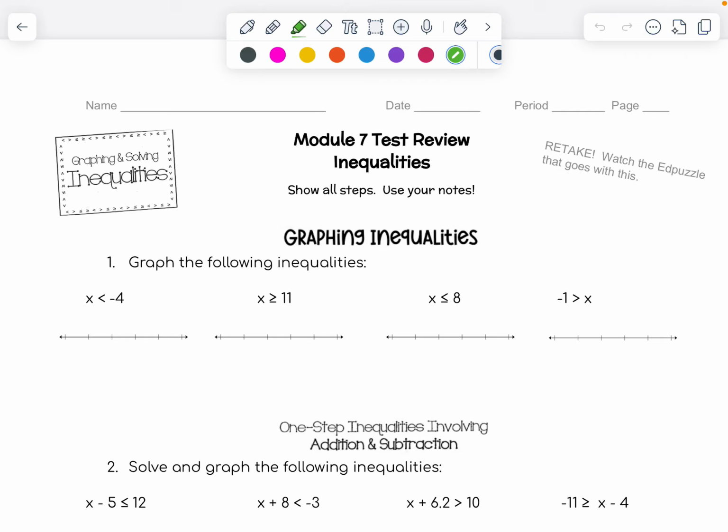Hello, welcome to your retake for Module 7 test. This is a retake. Woo! All right, we're going to do better the second time.